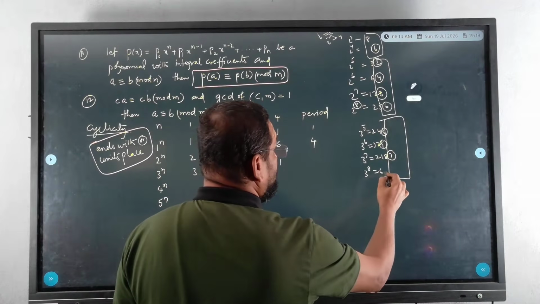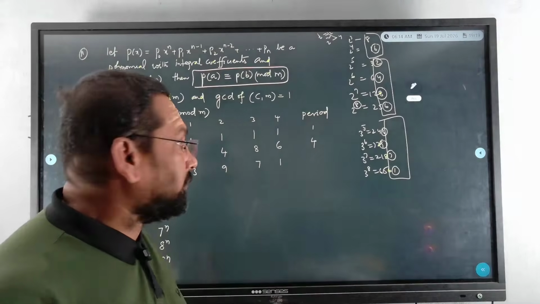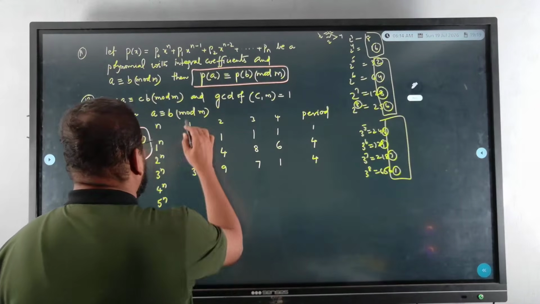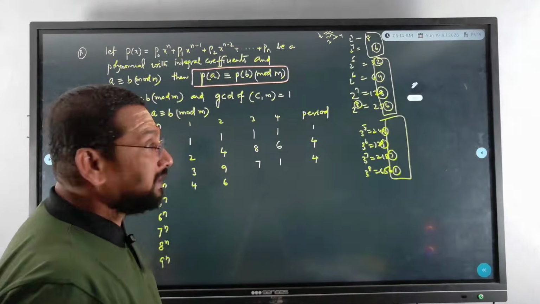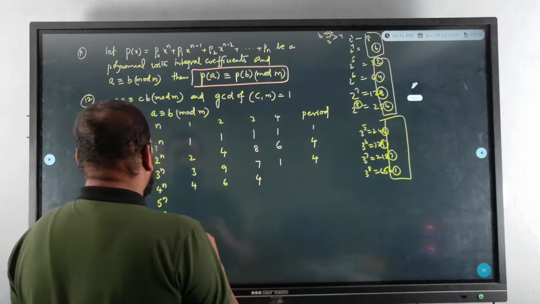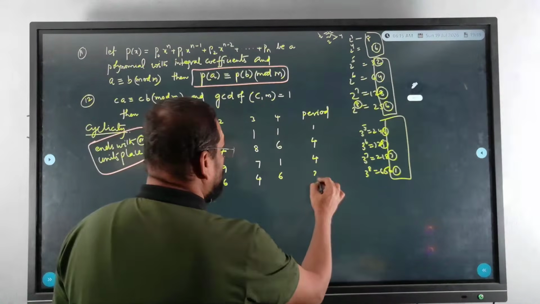3 power 8, 6561, ends with 1. Got it, all of you? Right. So it's period 1. Now 4 power 1 is 4. 4 square is 16, ends with 6. 4 cube is 64, ends with 4. 4 power 4 is 256, ends with 6. So period 2.